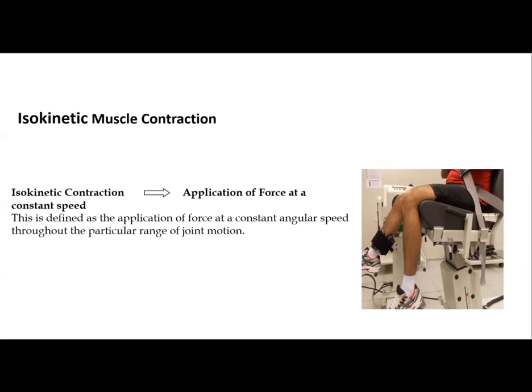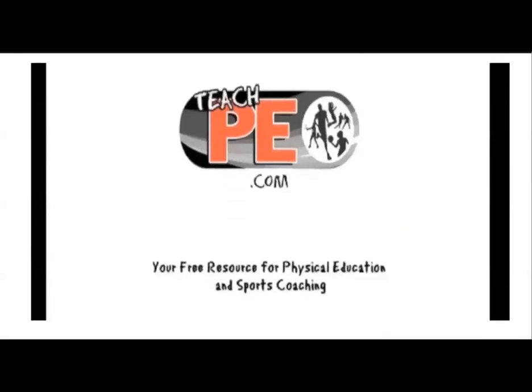So you have isotonic, which is concentric, eccentric, concentric, eccentric. You have the static one, which is called isometric, and you have this isokinetic muscle contraction. And I have a video again for you.